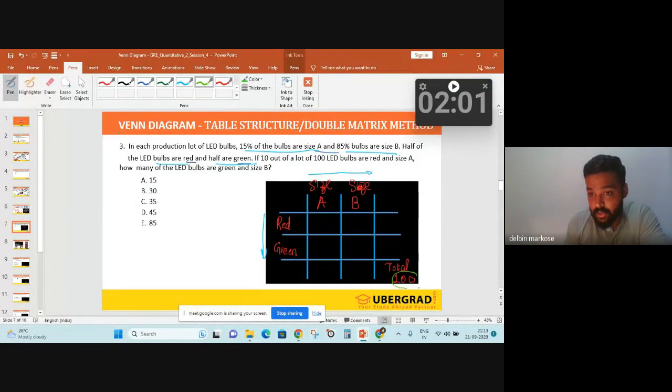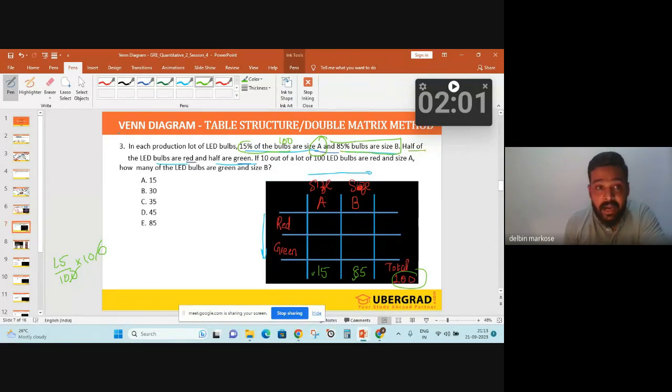It's already given that the total number is 100. It's given 15% of the bulbs. There are 100 bulbs. If I find 15% of 100, you can directly say 15. That's our size A, so this is the total number of size A. We know this value plus this value you have to get 100, so this will be 85. But you can see that again they are specifying 85% of them are size B.